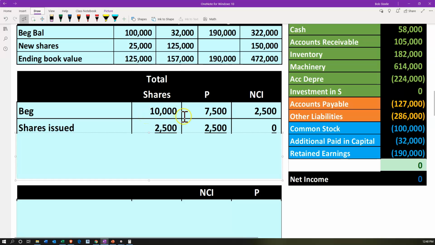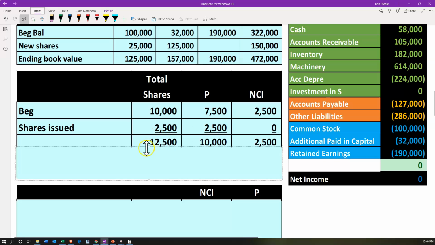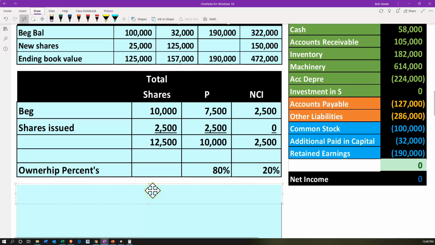Those shares got issued all to P. So the parent got all of those new shares. The total number of shares has gone up from 10,000 by 2,500 to 12,500. P now has, from 7,500 up by the 2,500, 10,000 shares. The non-controlling interest still has the 2,500. Then we're going to ask, what are the percentages?